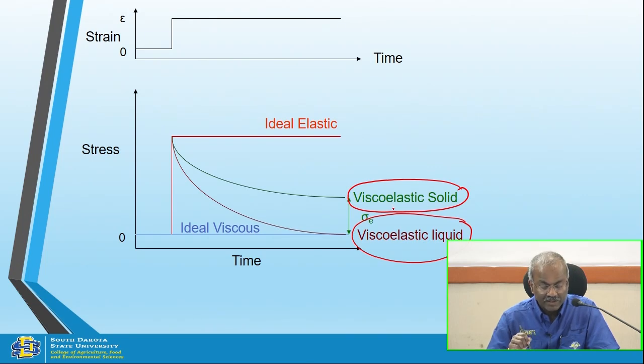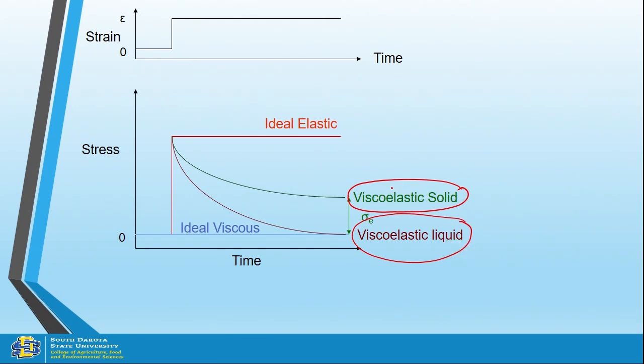Let me think about that. So it has some viscous component, more elastic, so there is something lost. This one has more viscous, less elastic, so more viscous means everything is lost. You are not getting it back. The viscoelastic solid has more elastic component, so that's why the stress relaxation doesn't go to zero. This has more liquid, so that's why it goes to zero.